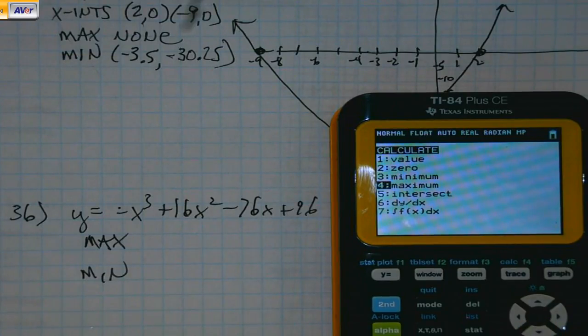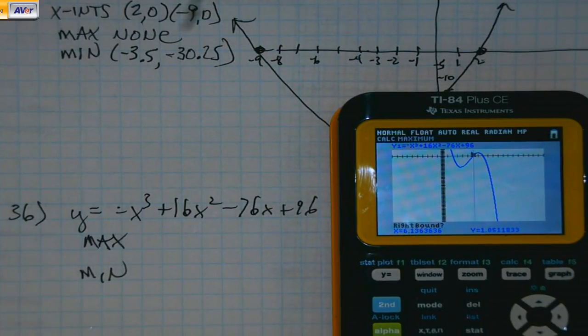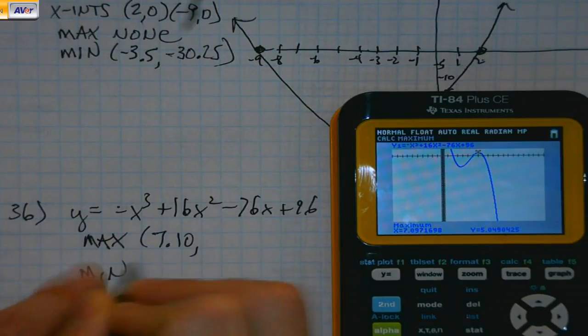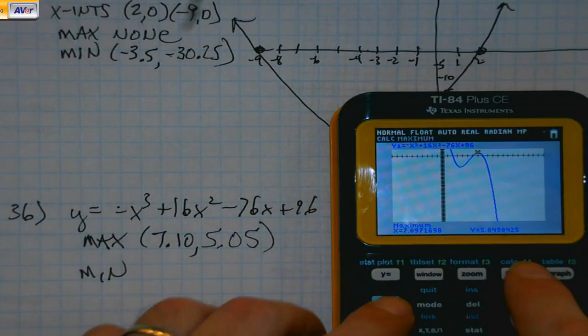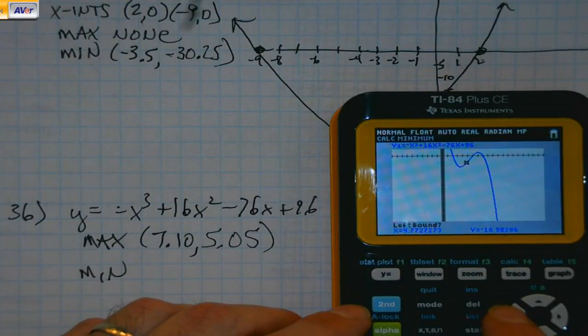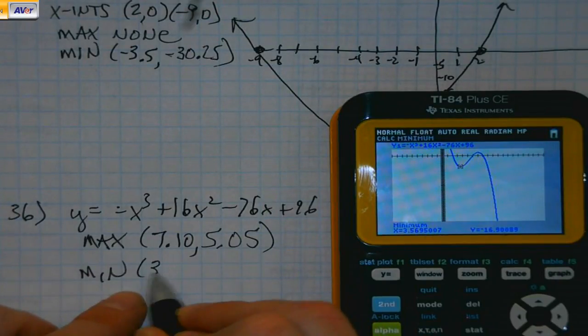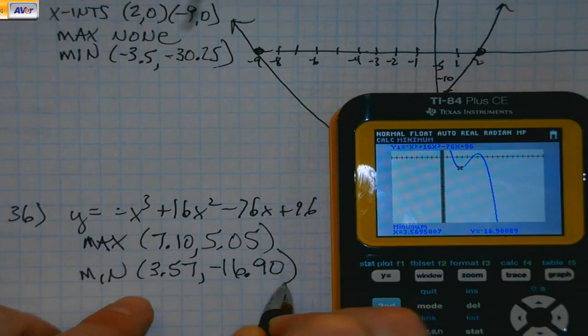So let's do our max. Top of the mountain. 4, enter. So I've got a max at 7.10 because it had round up, 5.05, and then I see I got one valley, one min, same idea. Get to the bottom of the valley. And my min's at 3.57, negative 16.90. Okay.